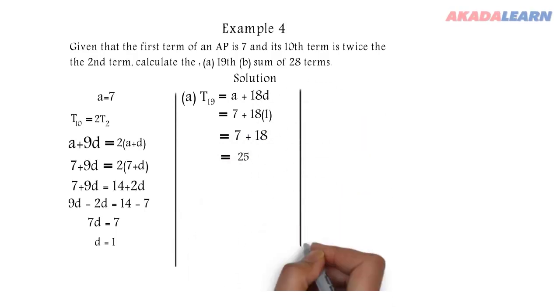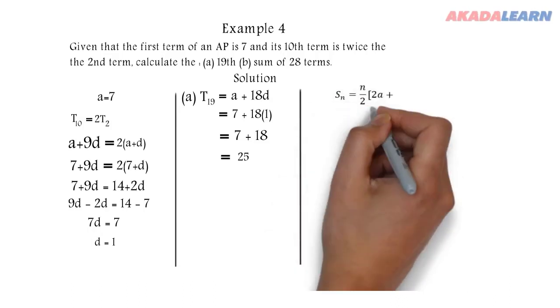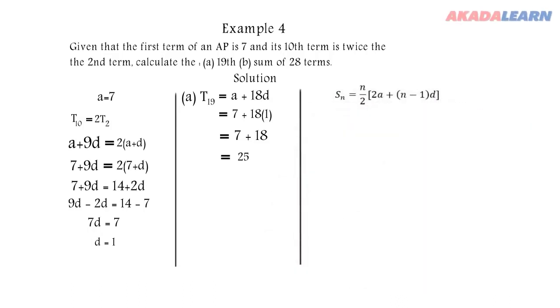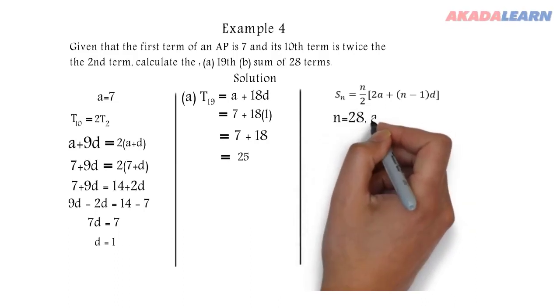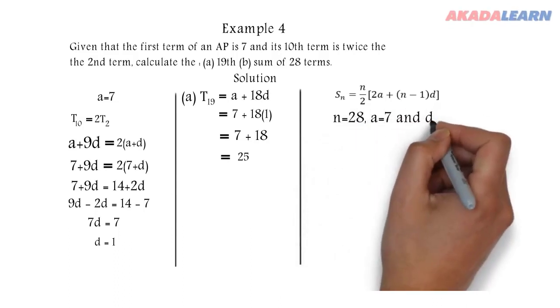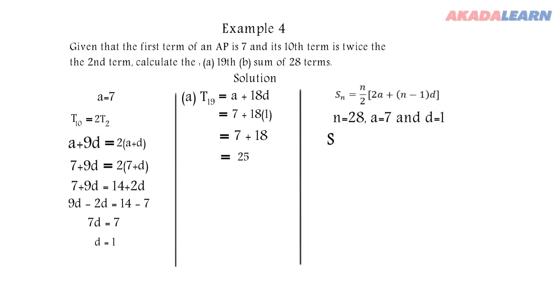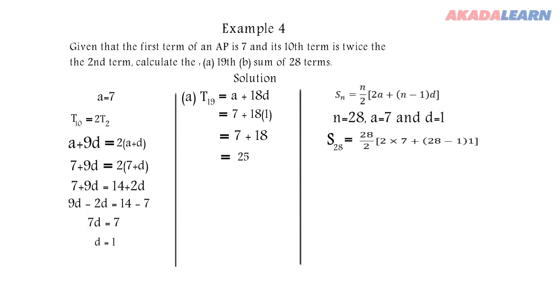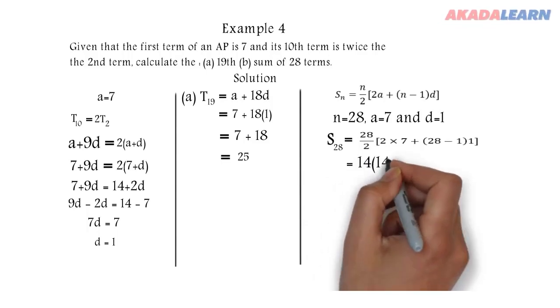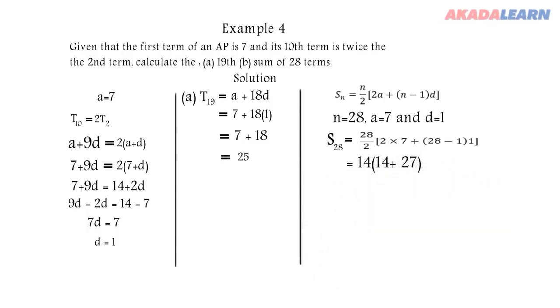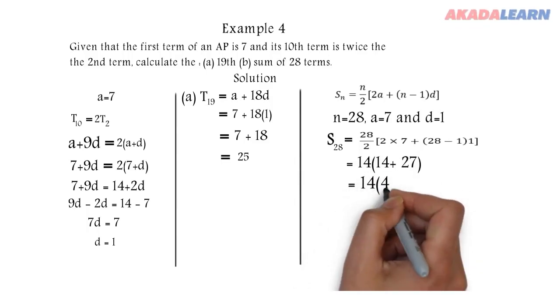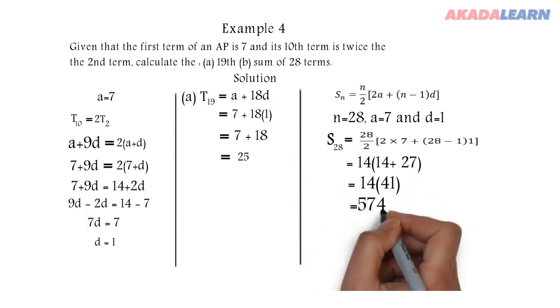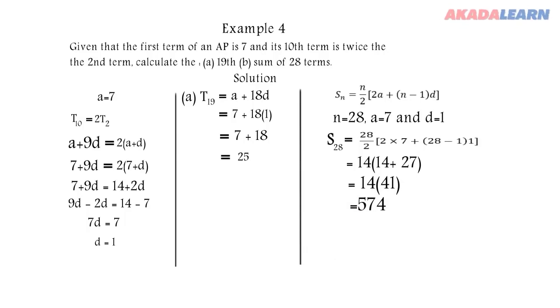Okay. So now let's see the sum of the first 28 terms. We are going to use the second formula for the sum. We are just going to substitute in each of our values. Our n is 28, our a, which is the first term, is 7, and our common difference is 1. So S subscript 28 is equal to 28 over 2, open bracket, 2 times 7 plus 28 minus 1 times 1. So 28 divided by 2 is 14. 2 times 7 is 14. 28 minus 1 is 27. 27 times 1 is 27. So we simplify the terms inside the bracket before multiplying with 14, and the sum of the first 28 terms is 574.